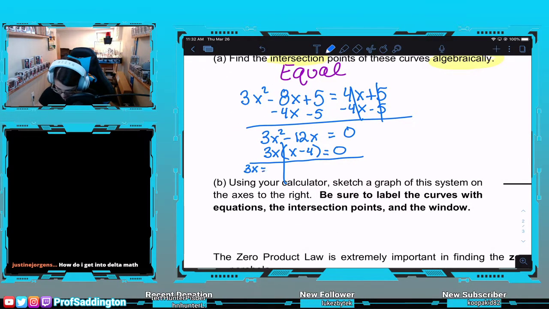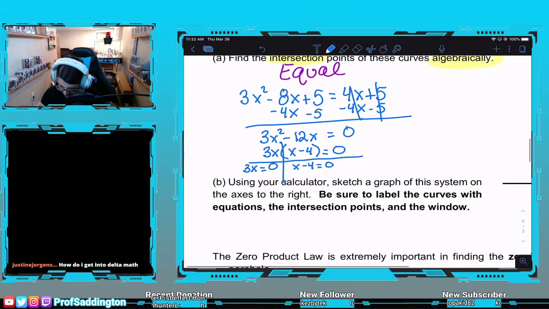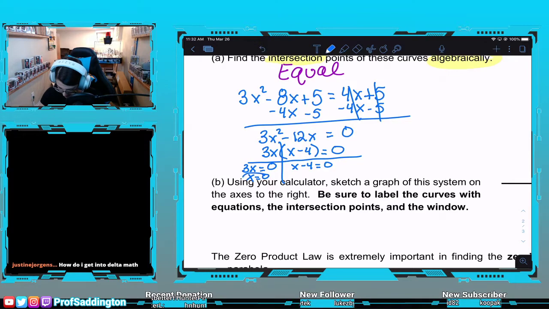We have 3x equals 0, and we have x minus 4 equals 0. Well, on the left, if I want to get x alone, I just divide by 3, and that's still just going to be x equals 0. And on the right, we have x minus 4 equals 0, so that means x equals 4.